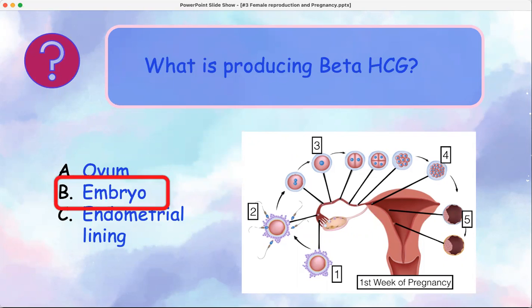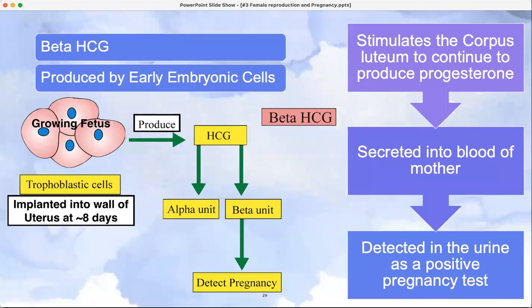The answer is it's your embryo, the fertilized egg. So these early embryonic cells start producing HCG, and the test is measuring this beta subunit. So this beta HCG is stimulating the corpus luteum to continue producing progesterone, kind of a cyclical nature. It's secreted into the mother's blood and detected in the urine as a positive pregnancy test.